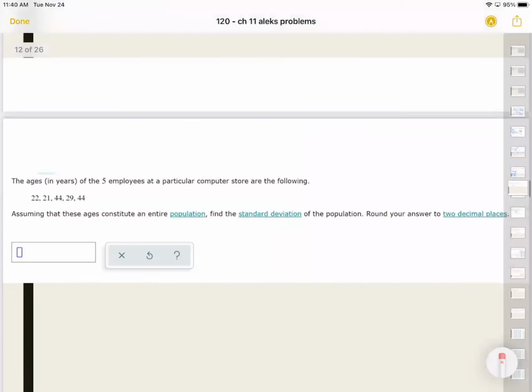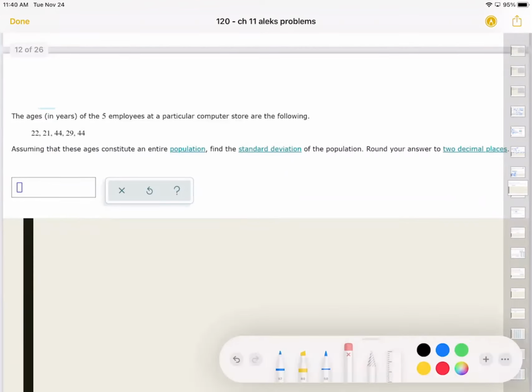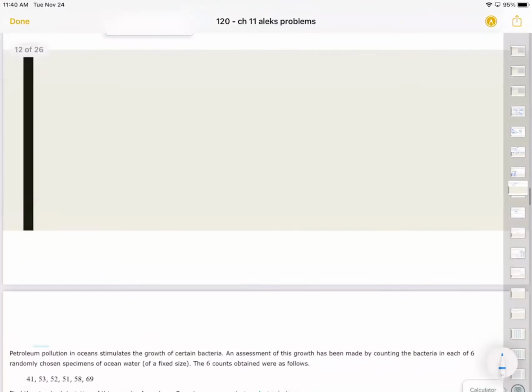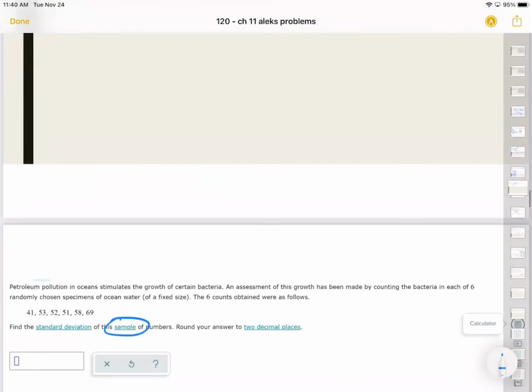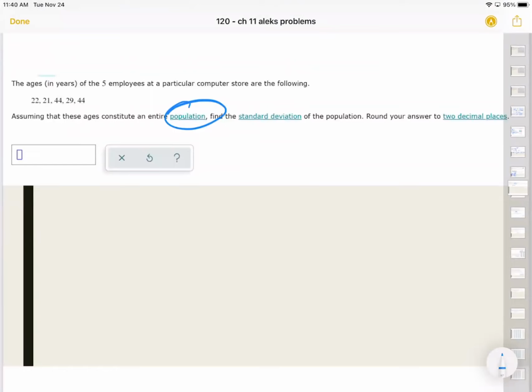Now, here comes the other problem that I want to focus on, the population standard deviation versus a sample standard deviation. Okay, and again, this is not hard. It's just a little bit tedious. If you read this, they say that the ages in years of the 5 employees at a particular computer store are as follows. Assume that these ages constitute the entire population. Find the standard deviation for the population.